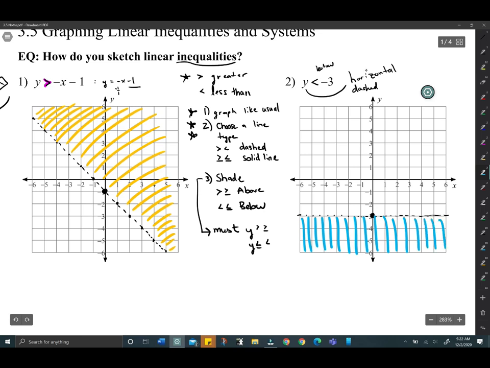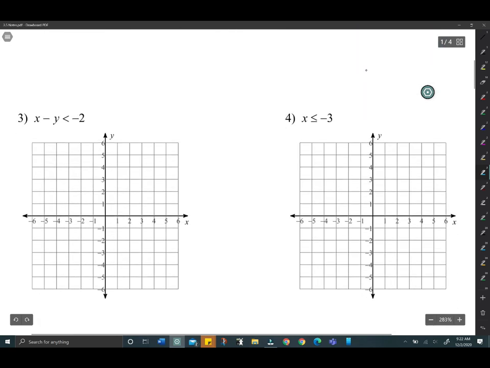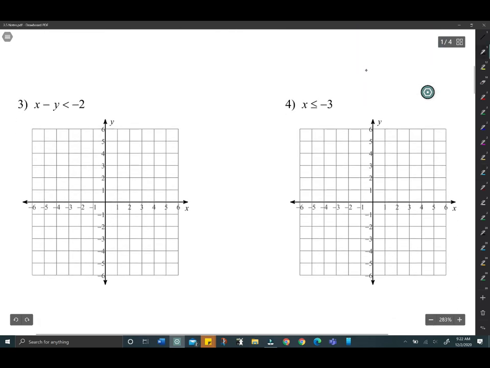Let's look at some more. Practice will make perfect. So number 3 here. First, let's solve for y. We have negative y is less than negative x minus 2. I subtracted x and divide by negative 1. When you divide by a negative, you need to change the sign. So remember all that stuff. It becomes y is greater than x plus 2. Be careful, you've got to change the sign of that one.